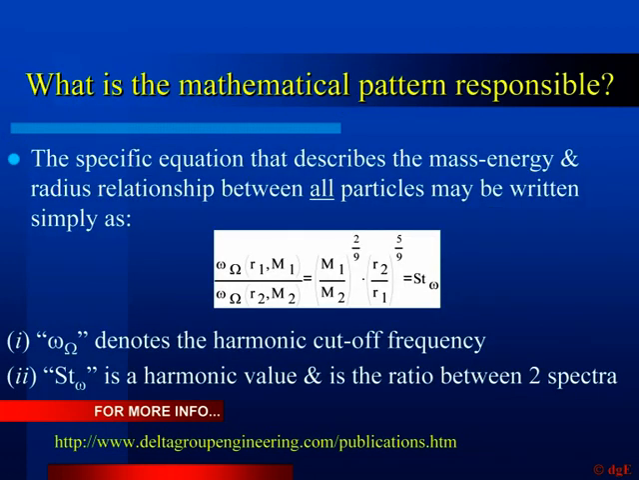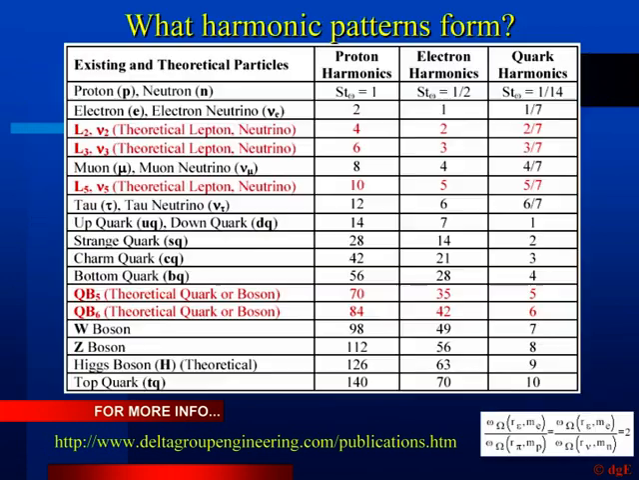What is the mathematical pattern responsible? The specific equation that describes the mass energy and radius relationship between all particles may be written simply. Omega sub omega denotes the harmonic cutoff frequency. St sub omega is a harmonic value representing the ratio between two spectra. The equation shown illustrates that mass energy is simply distributed, but may take many forms, depending upon the value of St sub omega.